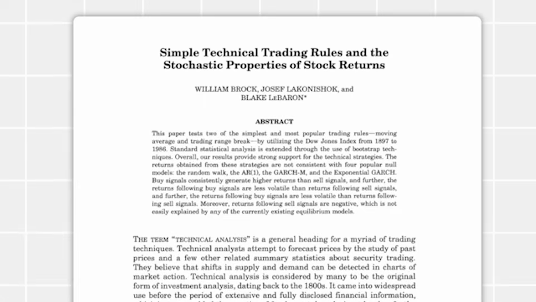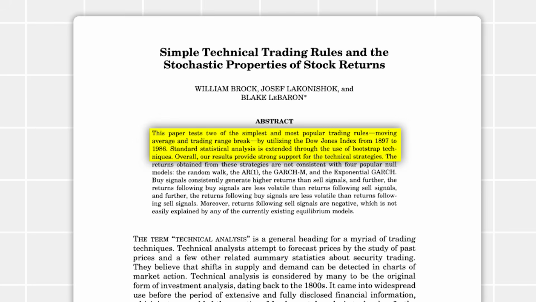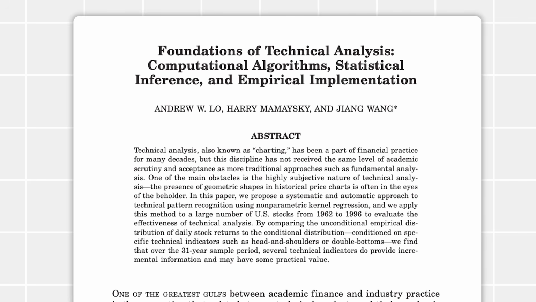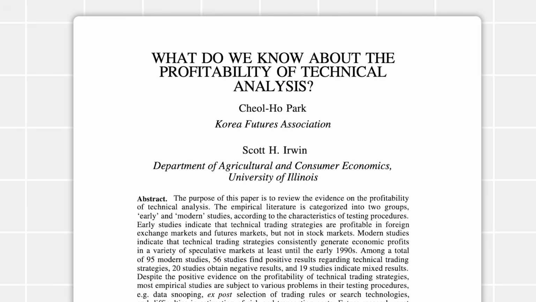There's actually academic studies that have proven technical analysis worth. In 1992, there's a study that showed that simple trading rules like moving averages and breakouts produce better returns than random chance. In 2000, a research paper from MIT found that some chart patterns like head and shoulders that we'll talk about later in this video and double bottoms really do carry statistical significance. And even more recently, in 2007, Park and Irwin reviewed about 100 studies and found that more than half showed TA was profitable in a lot of different markets.